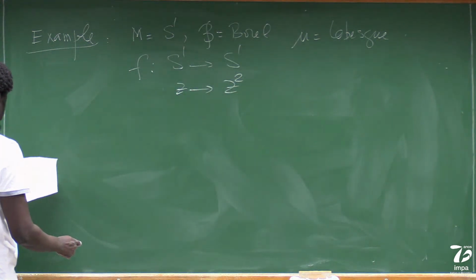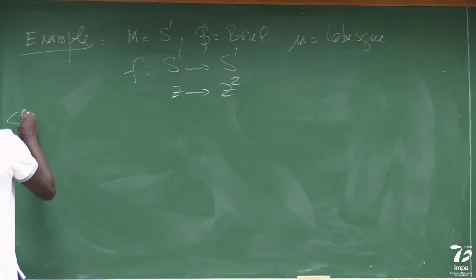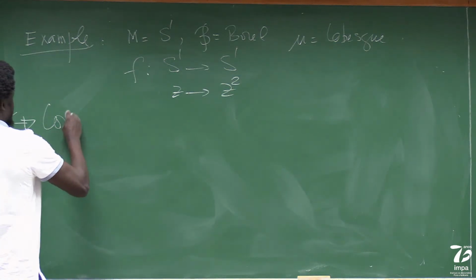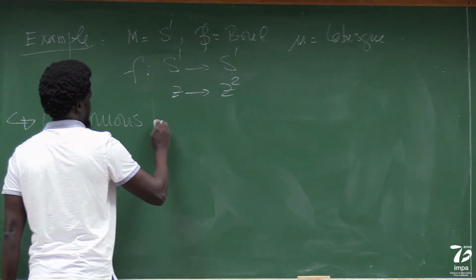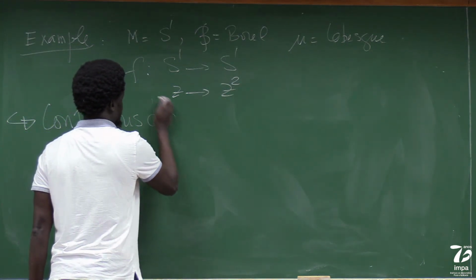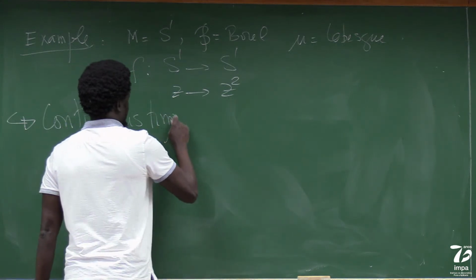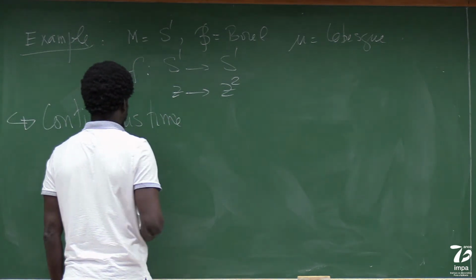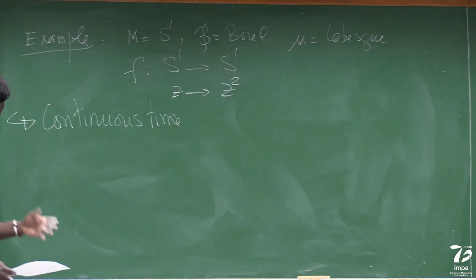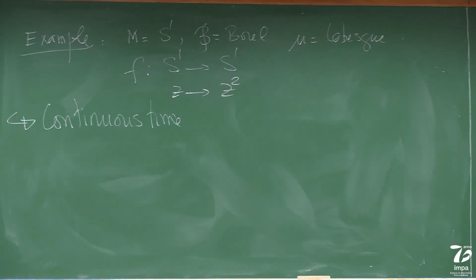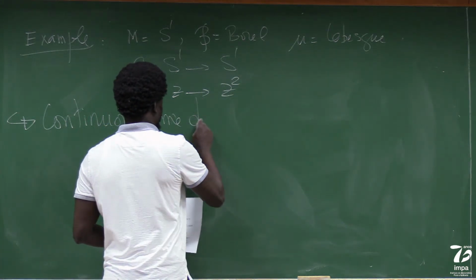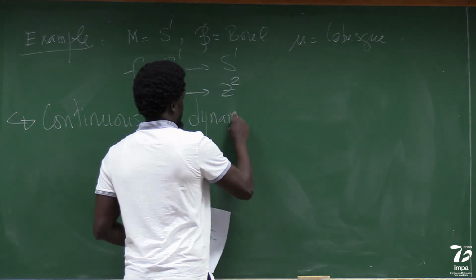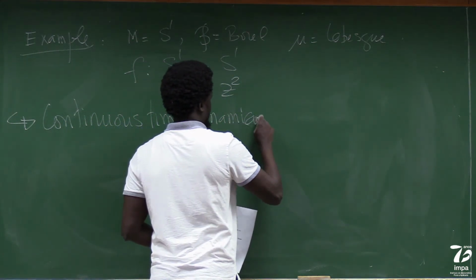And then I said discrete; now continuous dynamical system, continuous time. Because usually when I just say continuous dynamical system, you might think of the regularity of the map. But here I'm really talking about the time: continuous time dynamical system.